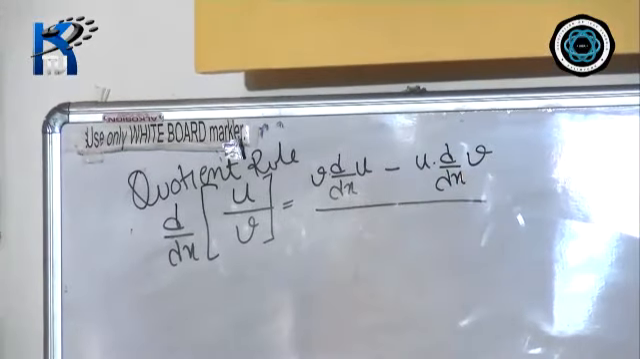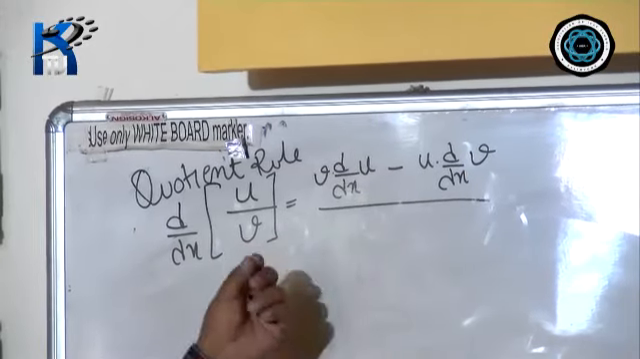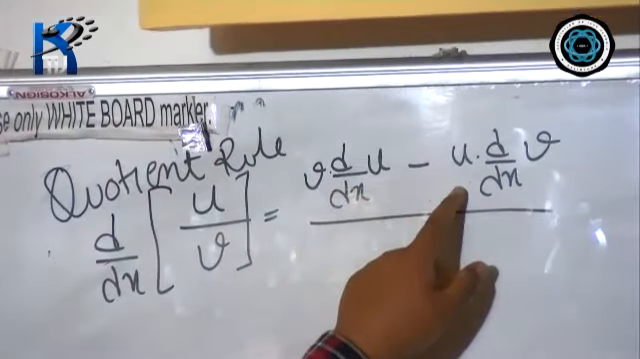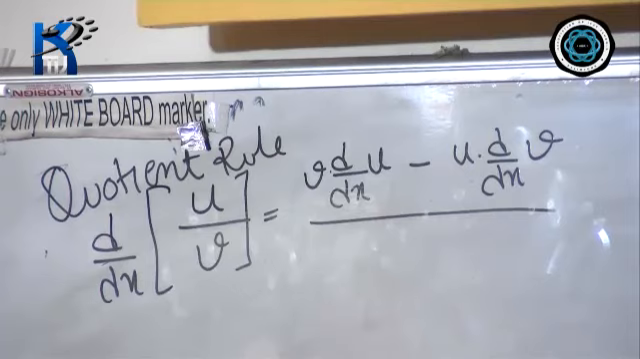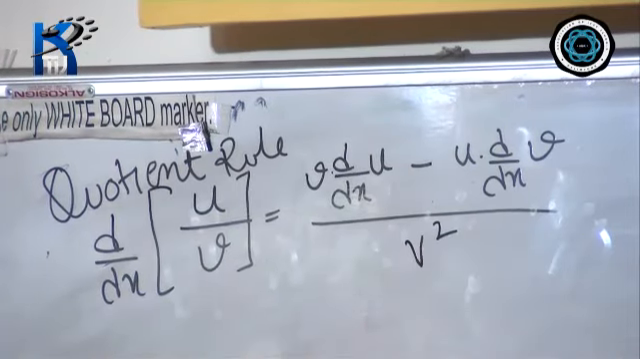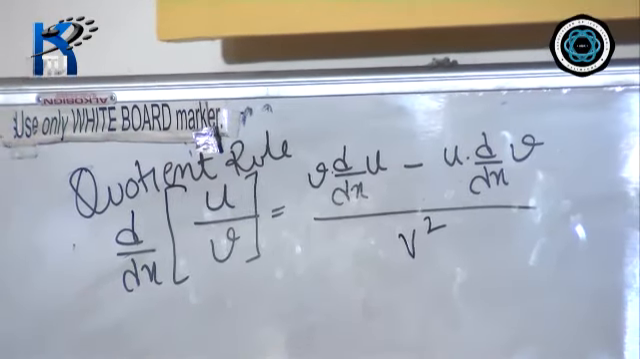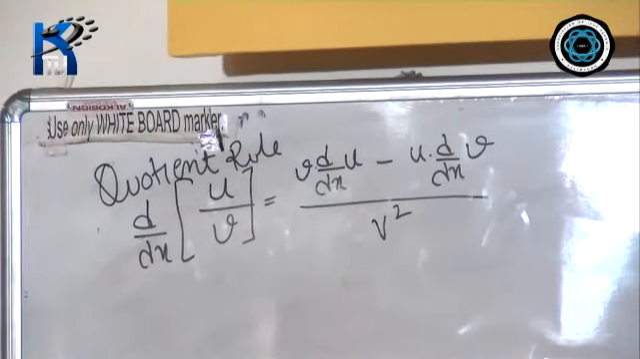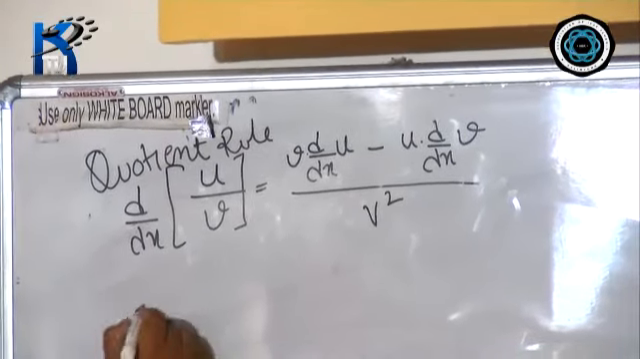Those who did not understand this, again look at this. We are differentiating one function at a time. V constant, u differentiation. Now u constant, v differentiation, divided by v square. So this is called a quotient rule. Let us apply this property to do one problem.